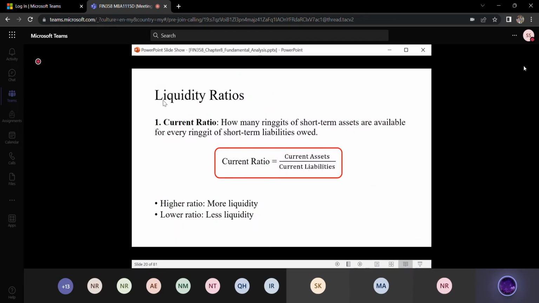Alright, so first we have liquidity ratio. The first ratio is the current ratio. How many ringgit of short-term assets are available for every ringgit of short-term liability? The formula is current assets divided by current liabilities. For this ratio we want it high, the higher the better, with a higher ratio meaning more liquidity. More liquidity means current assets are higher, more than current liabilities.